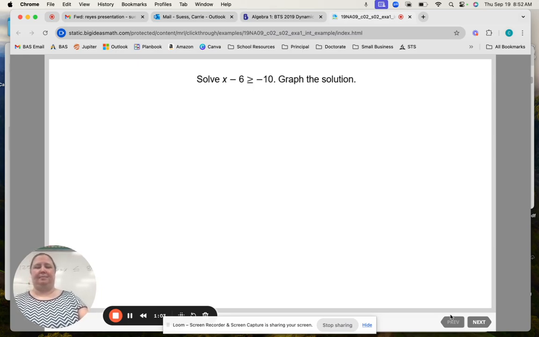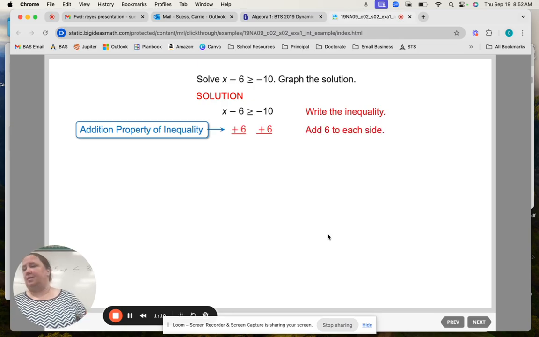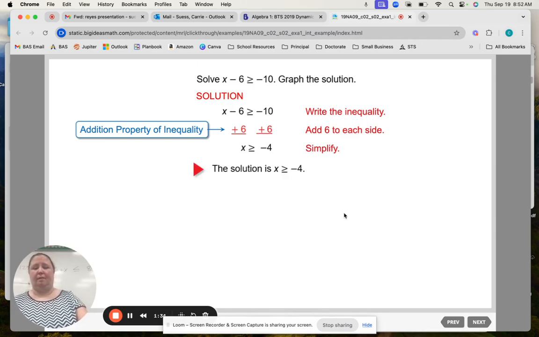Okay, so if we're solving for x, what is our first step? Plus 6. We're going to add 6 to both sides. What's negative 10 plus 6? Negative 4. Does our greater than or equal to sign change at all? No, because we're doing addition and subtraction. It will never change on addition and subtraction, only with multiplication and division. So your solution is x is greater than or equal to negative 4.